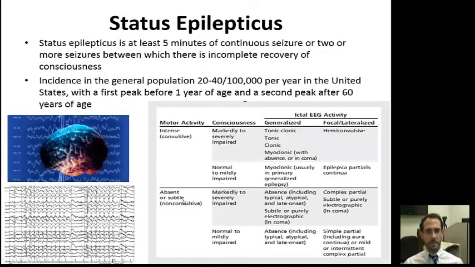Status epilepticus is at least 5 minutes of continuous seizures, or 2 or more seizures between which there is an incomplete recovery of consciousness. I think I mentioned this to you guys a little bit later. Incidence in the general population is about 20 to 40 in 100,000 per year in the United States. It's pretty much a misfiring of the whole brain, and it's ongoing, continuous, persistent.